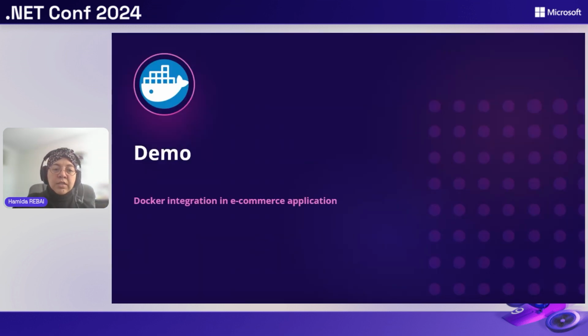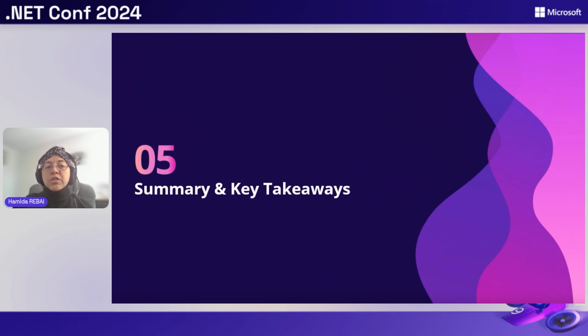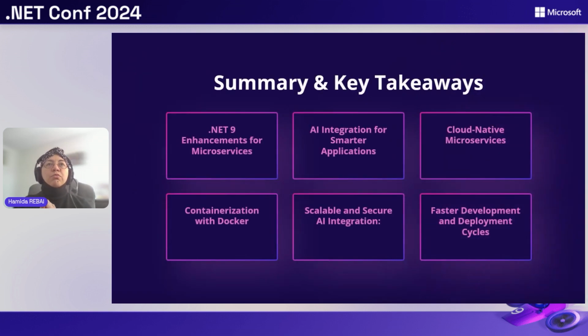And now let's move to the summary and the takeaways here. So here we talked about .NET 9 enhancements for microservices. .NET 9 offers improved performance, scalability, and modularity, making it an ideal framework for building microservices that are efficient, maintainable, and easy to scale. We have also the AI integration for smarter applications. We need to have smart applications.